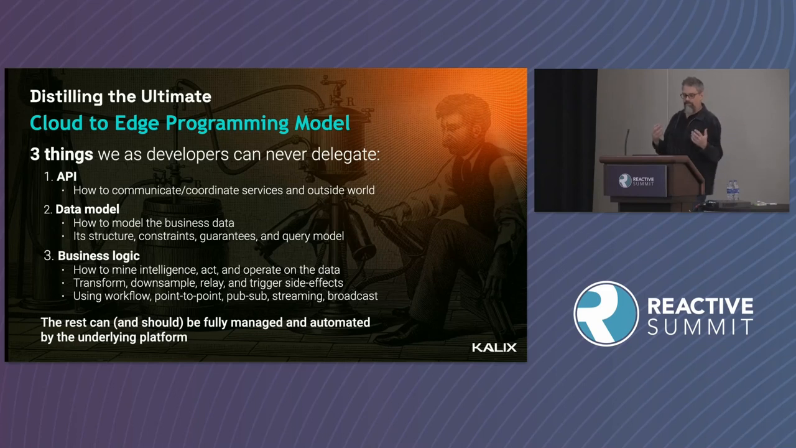I really think there's three things that we as developers can never ever delegate. First is the API. We need to define how we present ourselves to the world, how we communicate with the outside world, how services that we build interact with each other, how they communicate and can solve problems collectively, microservices to microservices, subsystem to subsystem. Secondly, we need to define the data model or domain model that represents the business value, in terms of data for our use case.